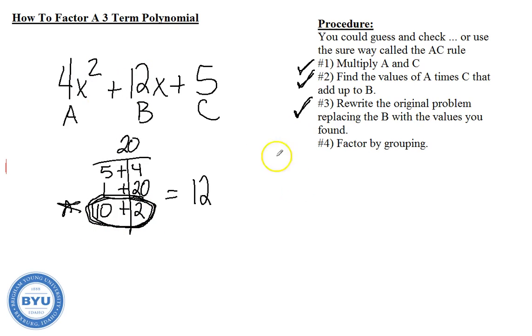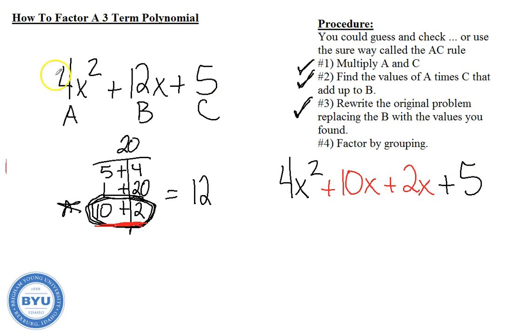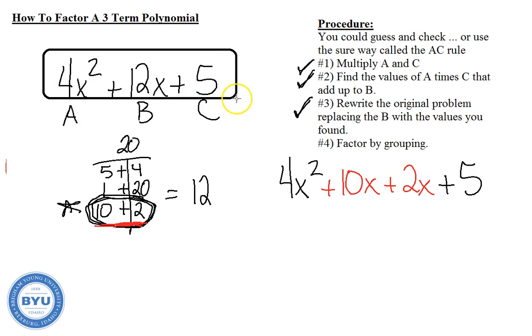So here we go. I'm going to rewrite the whole problem. 4x squared, but instead of writing the middle term, instead of writing plus 12x, I'm going to use these two terms, plus 10x plus 2x plus 5. Again, I'm rewriting the problem. This was the original problem right here that we needed to factor. And I found these, and in step number 3, I need to rewrite the problem, replacing the 12x. So I didn't write 12x. Instead, I wrote 10x and 2x.